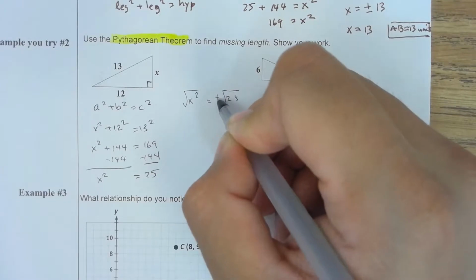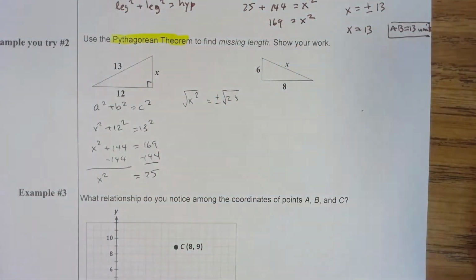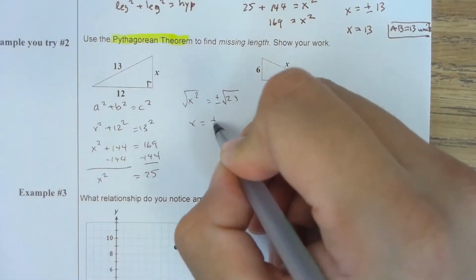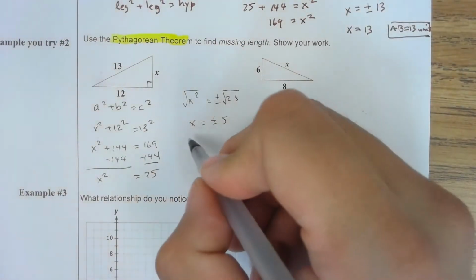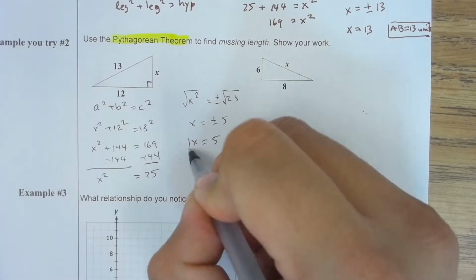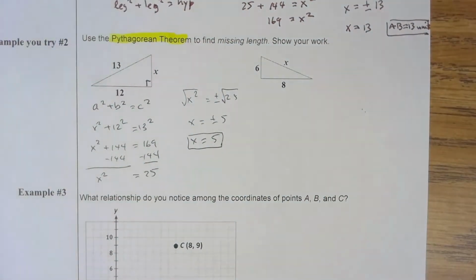But when we square root both sides here, you get plus and minus. So you have x equals plus or minus 5. But because we're talking about a length, it can never be negative. So x equals 5. So that's your answer.